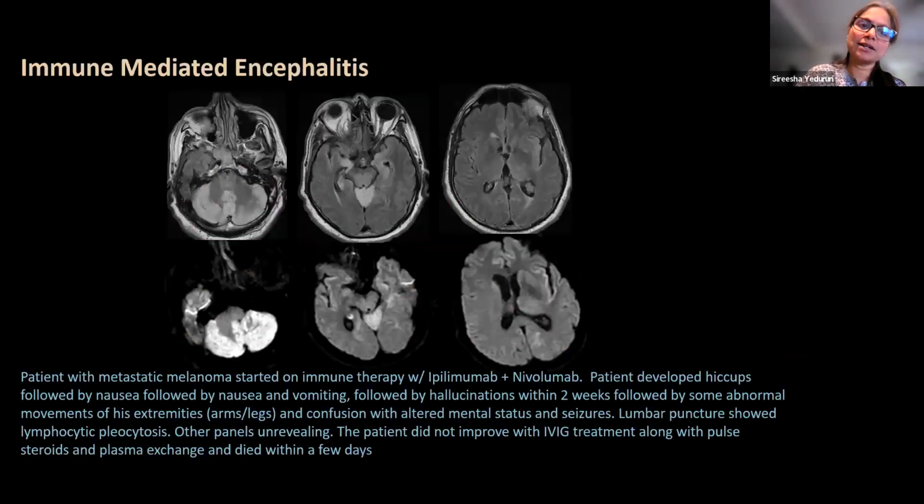Some of the rare immune-mediated adverse effects. This is a patient with metastatic melanoma on immunotherapy. The patient developed hiccups, nausea, vomiting, hallucinations within 2 weeks, and abnormal movements of the extremities, and you can see there is diffuse edema in the cerebellum. You can see it around this, in the brain parenchyma, in the temporal lobes medially. So this is immune-mediated encephalitis. The patient did not improve with IVIG treatment or pulse steroids, and this patient actually died from complications.